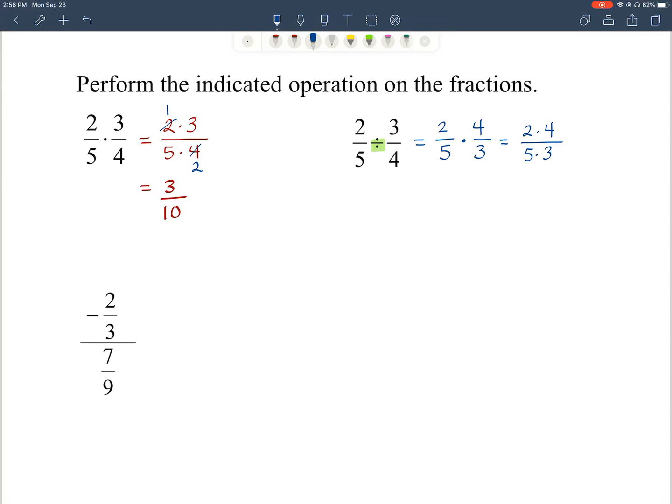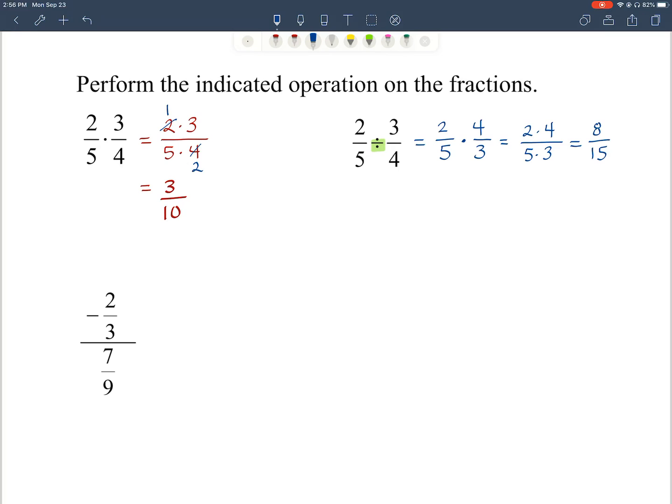We don't see any common factors between the numerator and denominator, so we'll just go ahead and multiply them together to get our 8/15. Now I know these probably seem pretty basic, pretty easy, but if you can do this with these normal fractions, then we're going to follow the same procedure in working with our algebraic fractions.